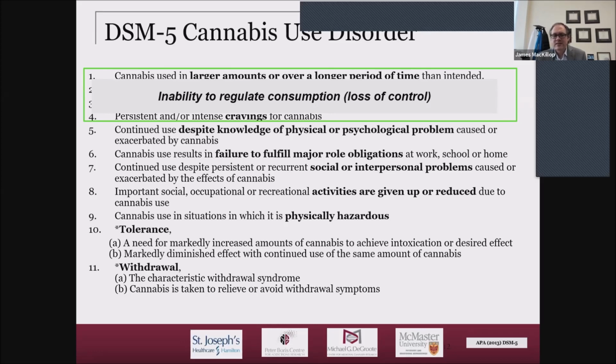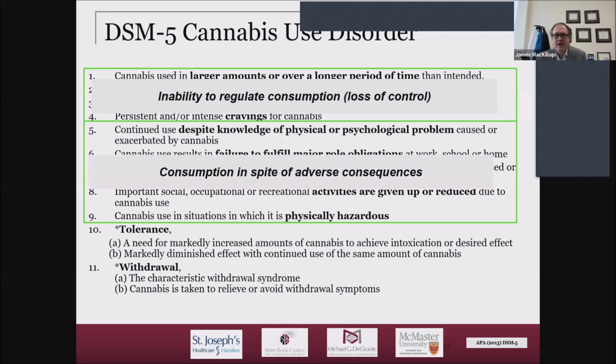Then another set of symptoms primarily focus on adverse consequences. So using despite the knowledge that it's making a physical or a mental health problem get worse, not being able to fulfill role obligations at work, school, or home, giving up other activities, eliminating alternative reinforcers in your life, or using cannabis in situations where it's physically hazardous, like using it when you're driving, or using and then driving. And these all reflect consumption of cannabis in spite of adverse consequences.